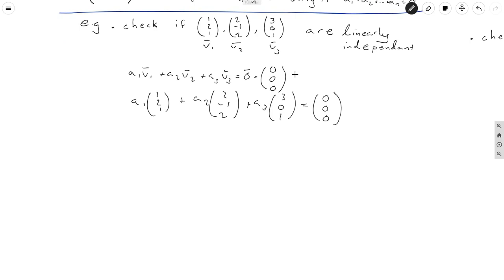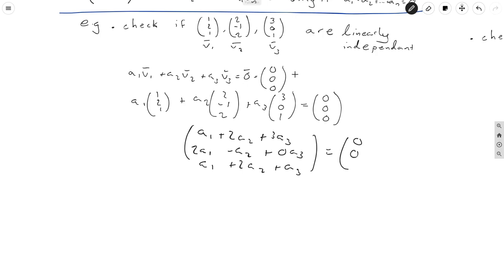So then what we do here is we take this equation and substitute in v1, v2, and v3, and from our knowledge of how to add vectors together and scale vectors, this is equal to (a1 + 2a2 + 3a3, 2a1 - a2 + 0a3, a1 + 2a2 + a3), and that has to be equal to (0, 0, 0).